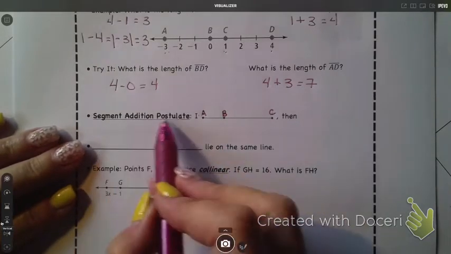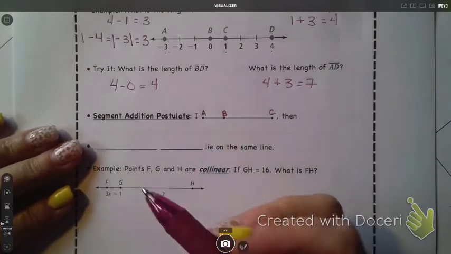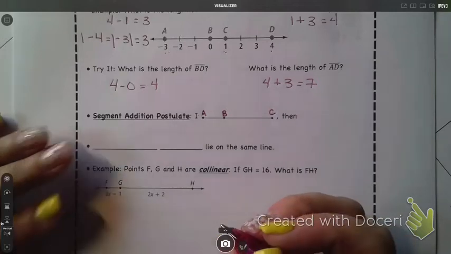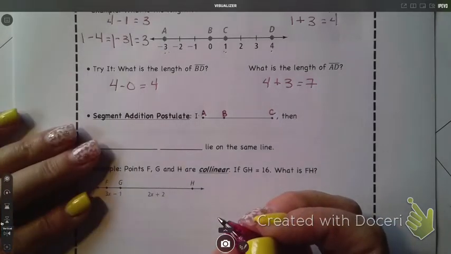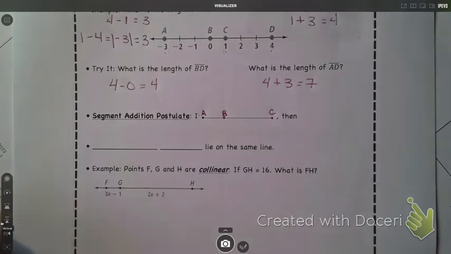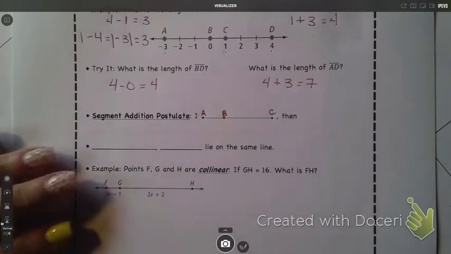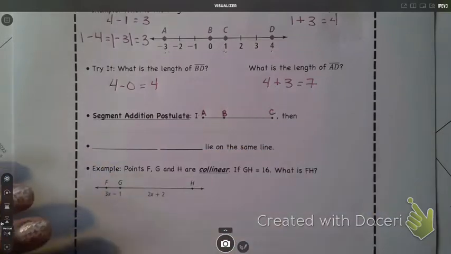Okay, so segment addition postulate. A postulate is a rule. We have things called theorems in geometry, and it is true no matter what. It has been proven that it's true. A postulate is something that has been used to prove something is true. Does that make sense? So a postulate essentially is a rule.